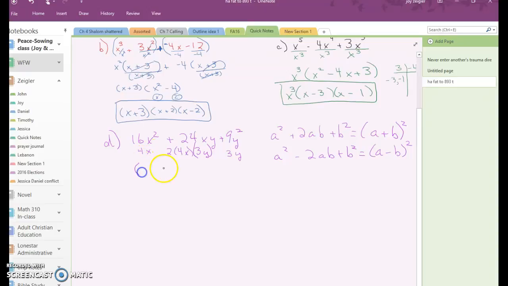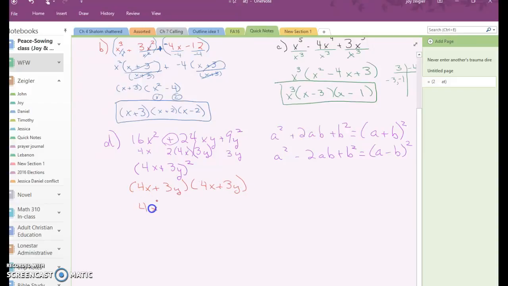That means that all we have to do is write one binomial, and that binomial is, in this case, since that's a plus, the sum of the roots, 4x plus 3y, and it's squared. Okay, don't believe me? Let's check our work. 4x plus 3y squared is the same thing as 4x plus 3y times itself. Okay, so work your FOIL magic.